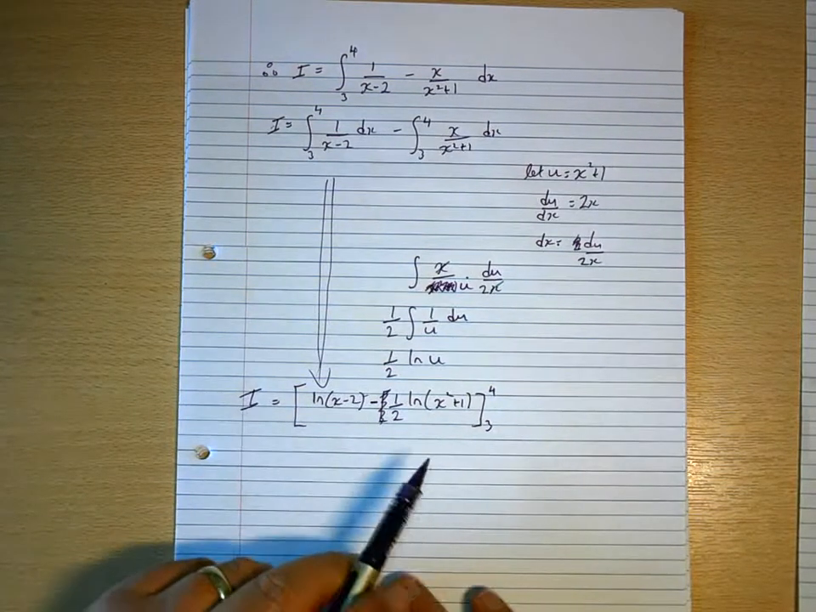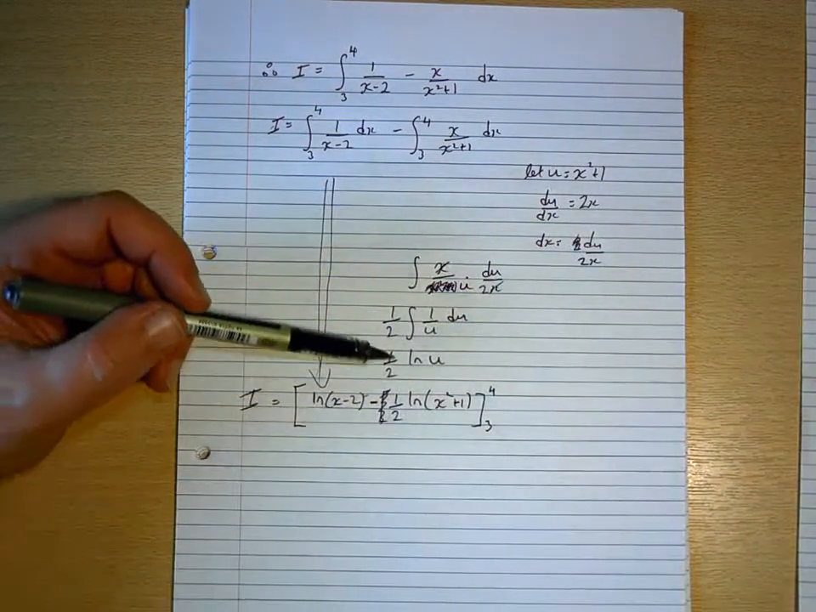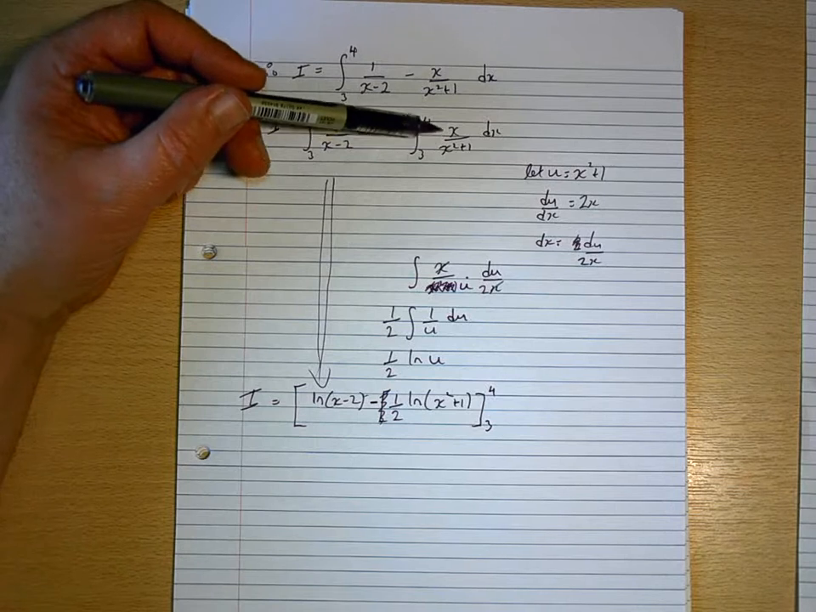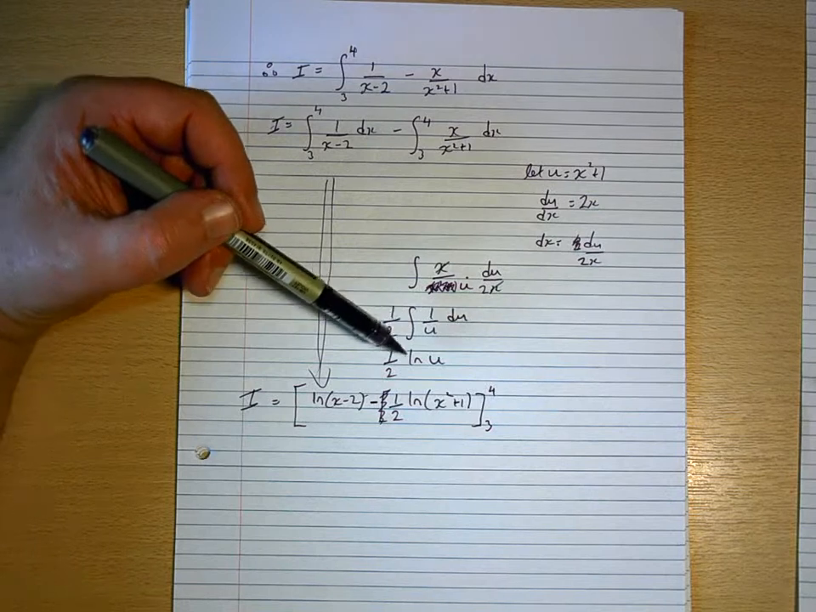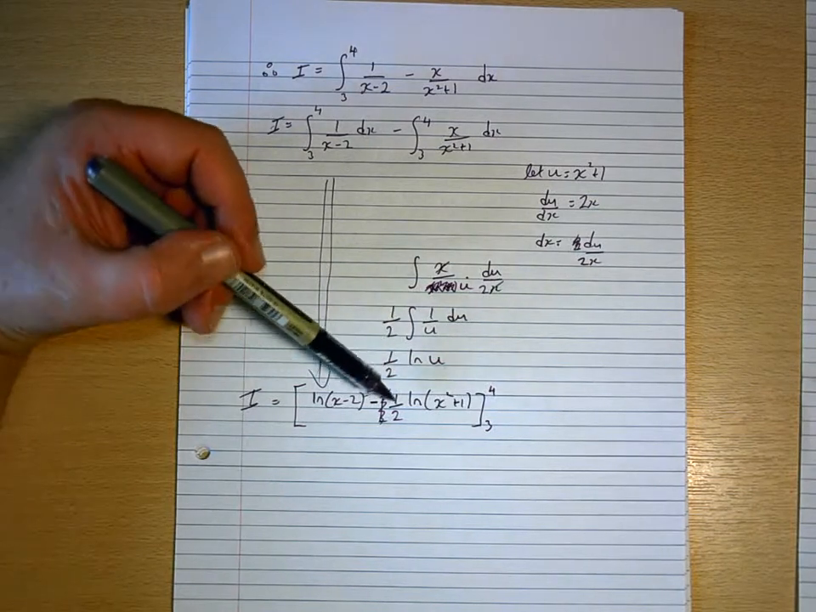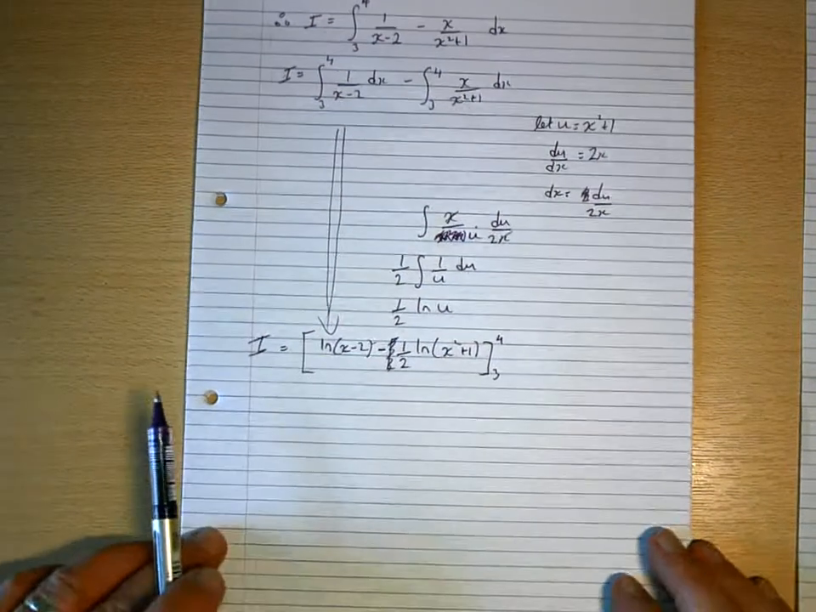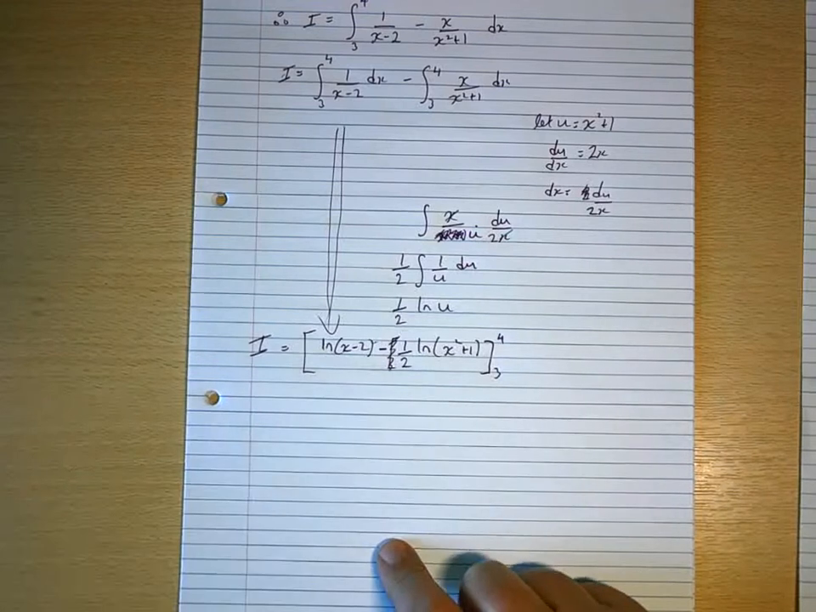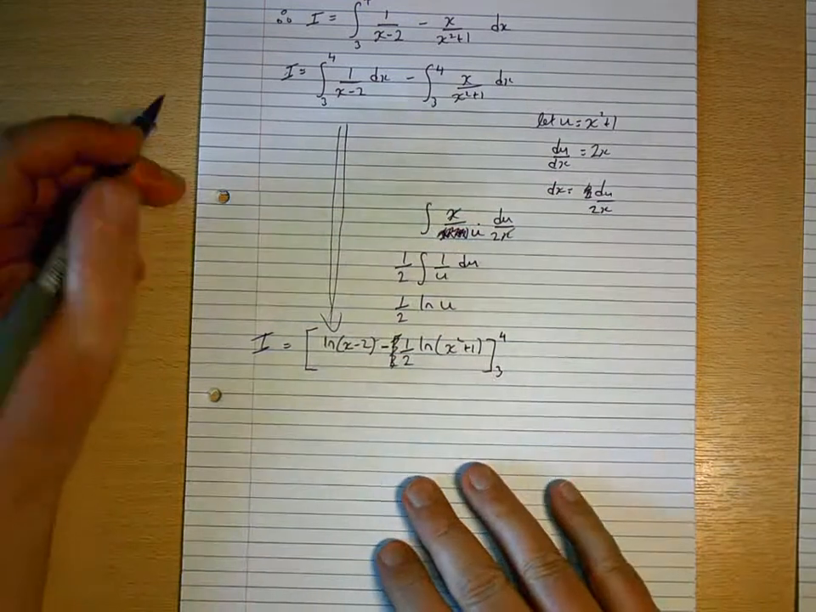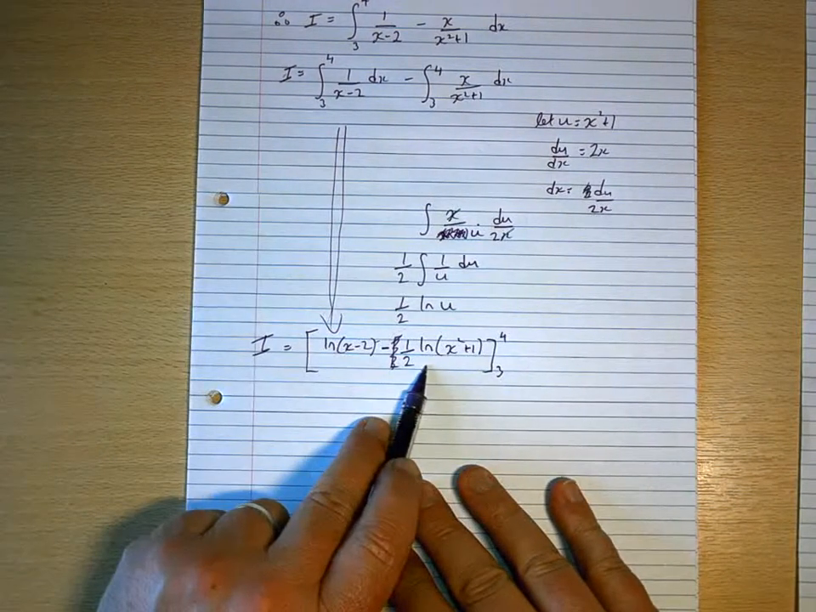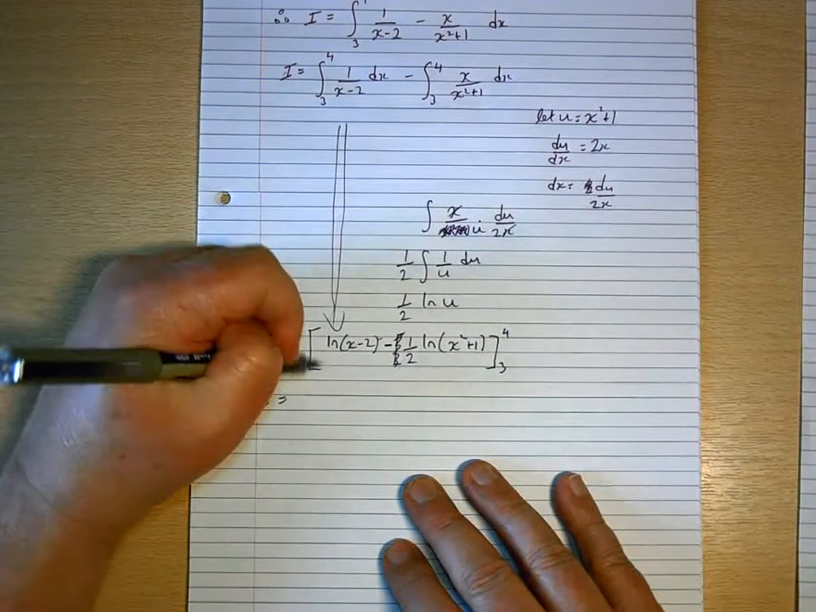So once you're up to speed with your C3 integration, you could probably do away with that little substitution that I've done there, because you'll be recognizing that that is the differential of that, which means you can write it straight down in that form there. But I've gone through that process just in case you're rusty. Okay, so this now we need to put in our limits for. Again, we could tidy that up, but probably it's just as easy not to.